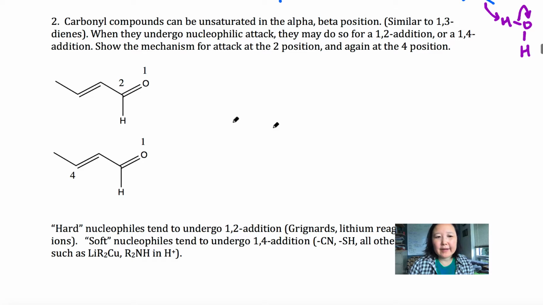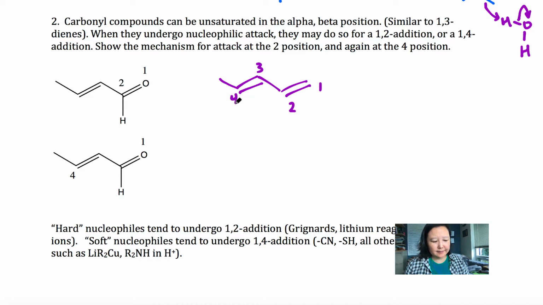You may or may not have covered this, but we have with dienes, when you covered conjugated systems last quarter, hopefully you know that this is conjugated because they're alternating double, single, double bonds. We have something called a 1,2 addition and also a 1,4 addition with dienes, meaning way back when, a couple weeks or months ago, you had something like this.